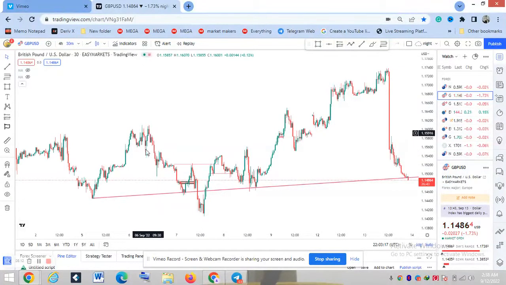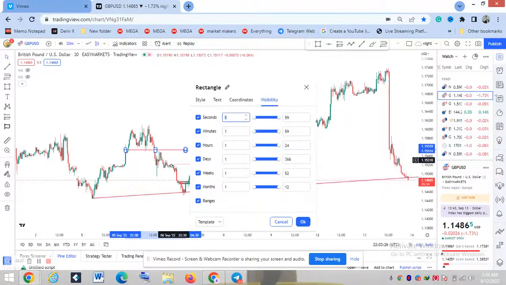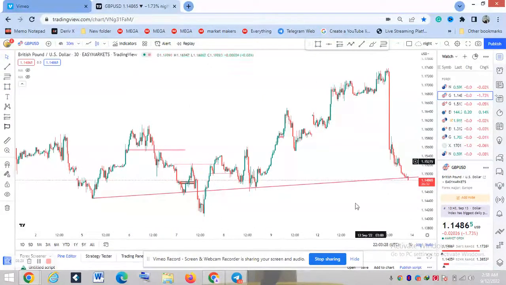First up, second up, breakdown. We test at the neckline. We test at this neckline, which is here, and then down.